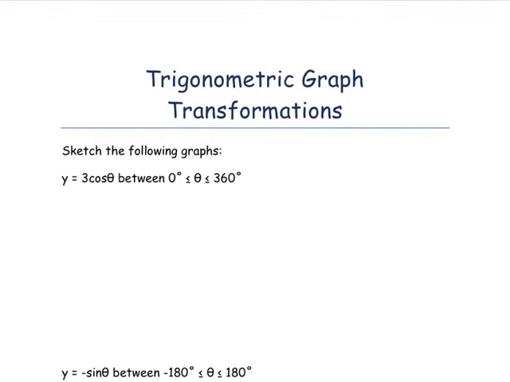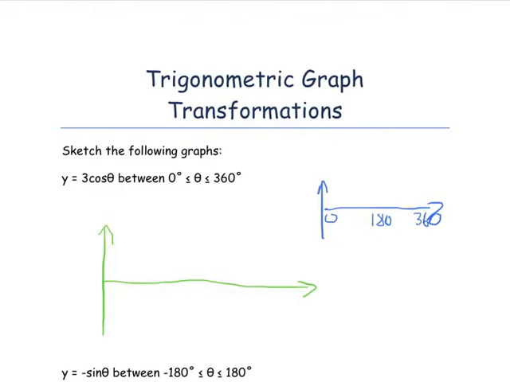So first thing we need to do is set up our axes. To help with these questions it's probably worth also sketching what the normal cos theta graph looks like. So the cos theta graph between 0 and 360 usually starts from 1, goes down to -1, cuts through 0 at 90, down to -1 at 180, up through 0 again at 270, and then 1 again at 360 degrees.